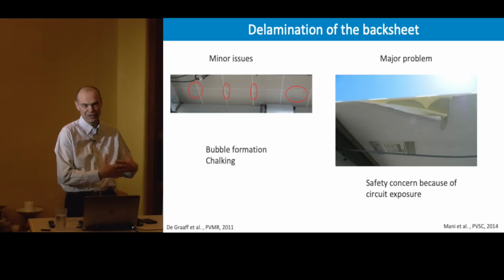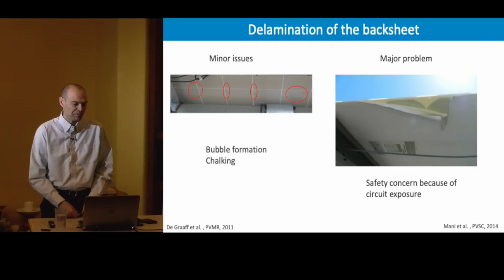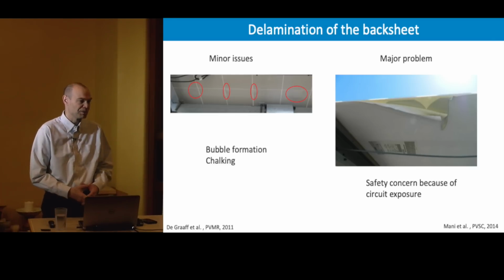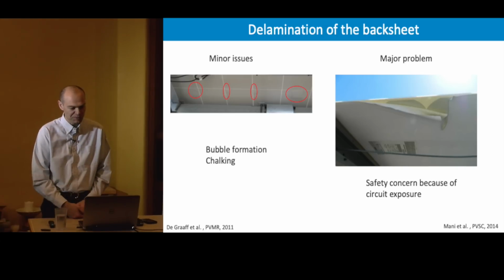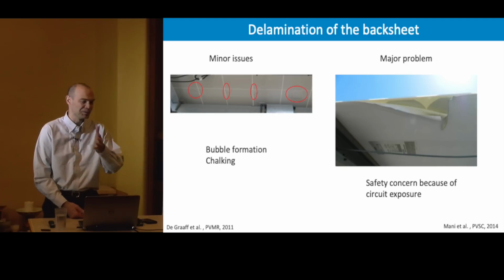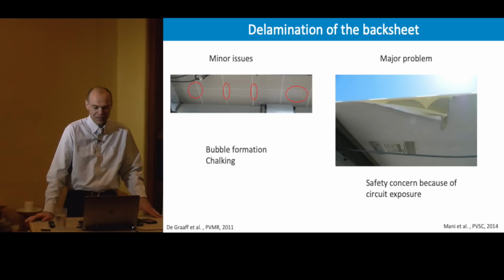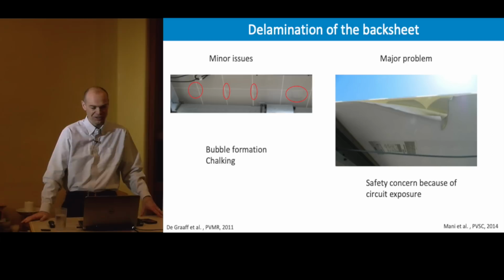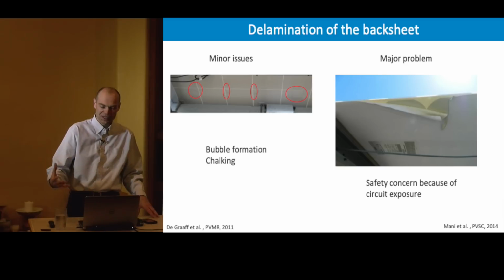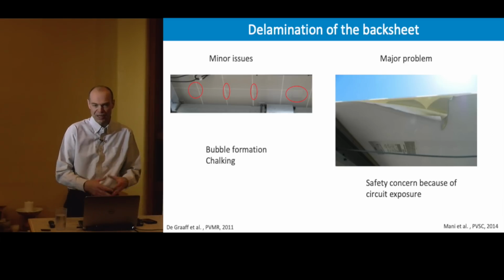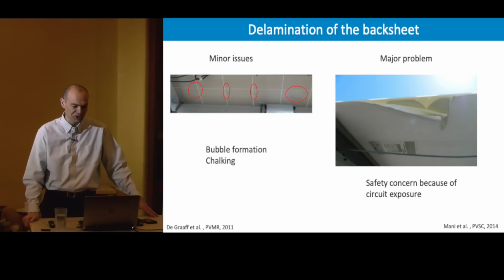And then you can have delamination on the backside, of the backsheet. Minor issues might be that you see bubbles form over time. You can also have chalking. You rub with your fingers, and you have white chalk on your hands essentially. But if it becomes a major problem, shown on the right, when these bubbles crack or larger sections come off, then it becomes a safety issue because when it rains, the module can short out.